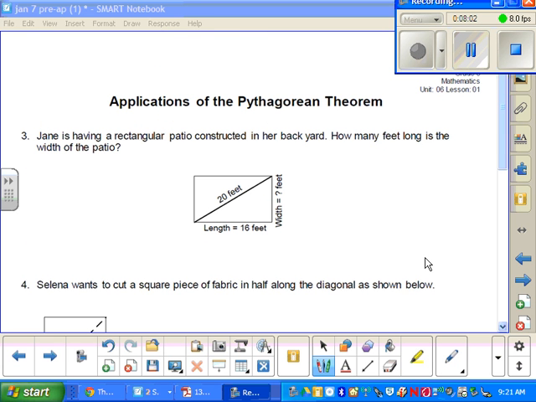Okay, now we're going to take what we know about the Pythagorean Theorem and apply it to some word problems.